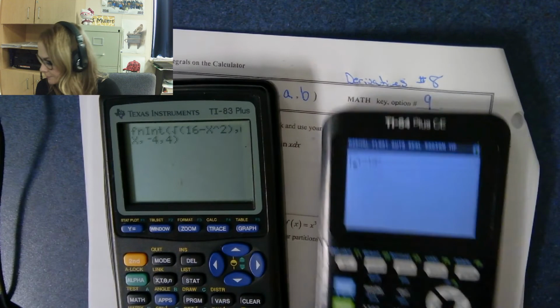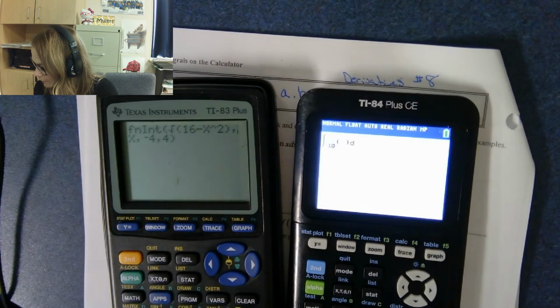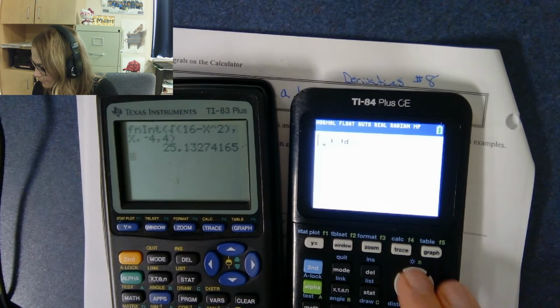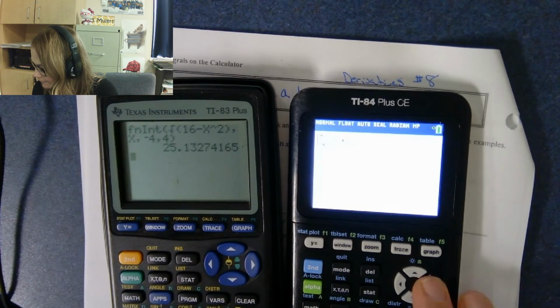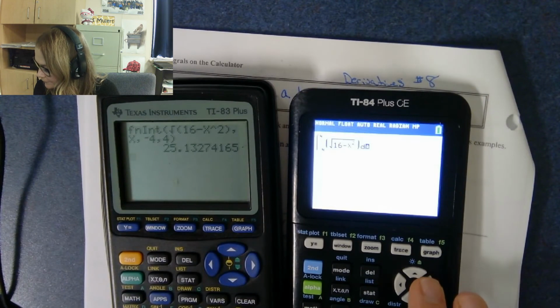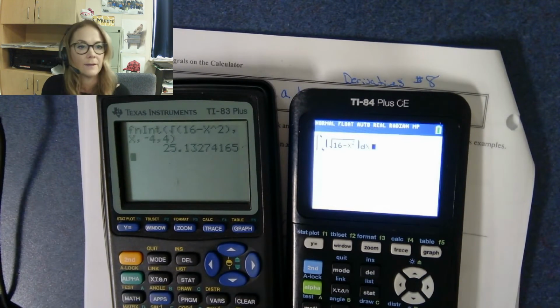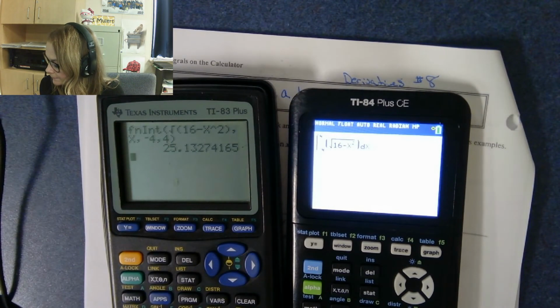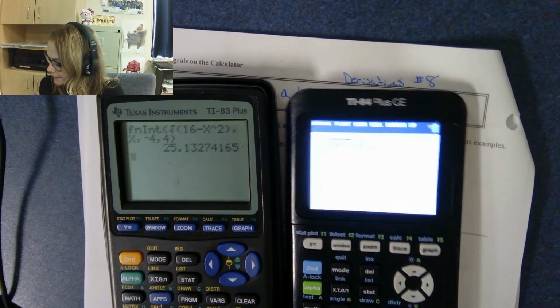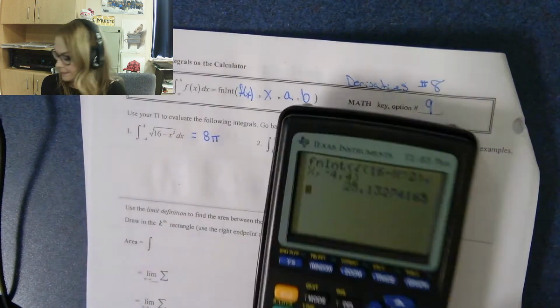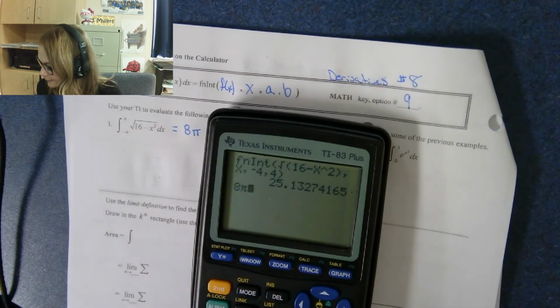So while that's going, we'll just do the same thing over here. Lower bound, upper bound, in goes the square root of 16 minus x squared. You don't even need to close that parentheses, just pop over to dx. And so that looks exactly like how we do it. And we'll hit enter, and we should get the same thing. Okay, and so over here you can see, and we do, so that's great. So we'll slide this out of the way, and you can see that that is certainly equal to 8 pi.